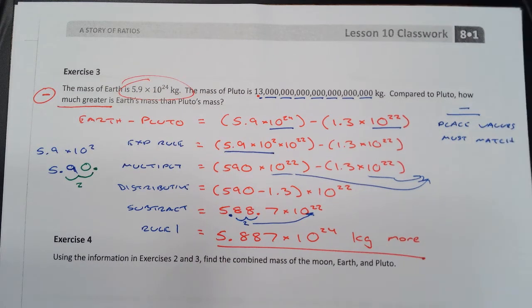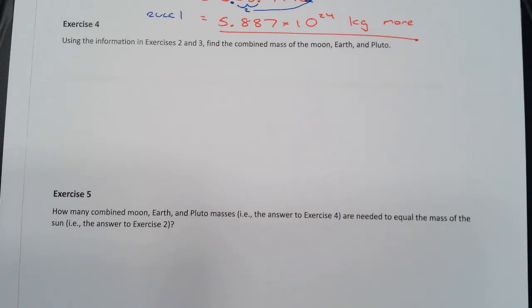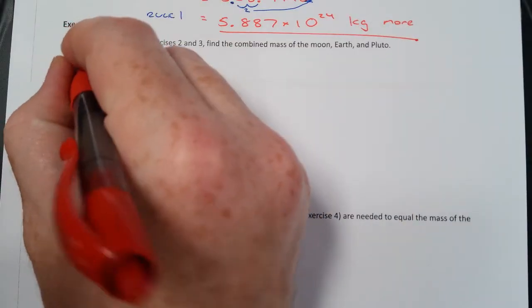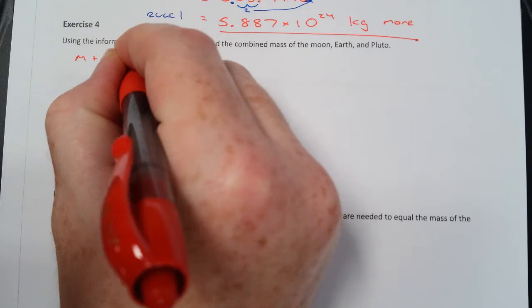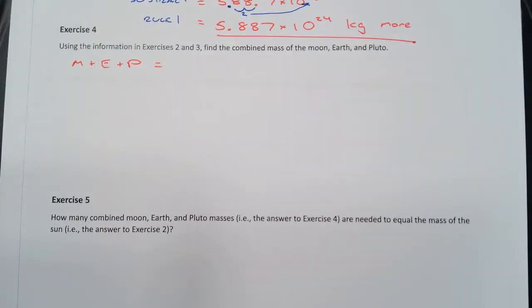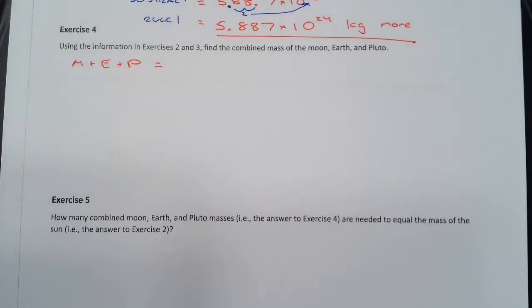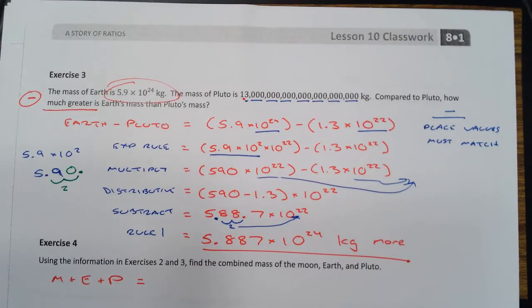Let's try this again using exercise 4. Now this one is saying use the information in exercises 2 and 3 and find the combined mass of the moon plus Earth plus Pluto. So you have to use exercises 2 and 3. In exercise 2, they give us the mass of the moon right there. In exercise 3, they give us the mass of the Earth and the mass of Pluto.